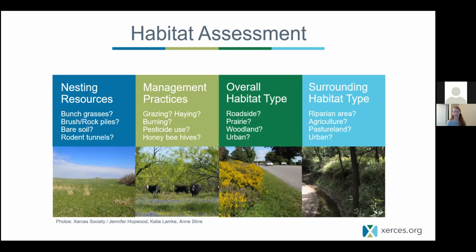We also asked people to look at nesting resources. So we asked if there were bunch grasses in the areas, or brush piles, bare soil, things that we know are associated with bumblebee nests. We want to know how much of those are in the area that they were surveying. In addition, we asked about management practices, the overall habitat type that they were in, and the surrounding habitat type. So were you near a riparian area? Were you near agriculture? Were you near or in pasture land? Just so that we can paint a better picture of the survey areas that were being done across Nebraska.